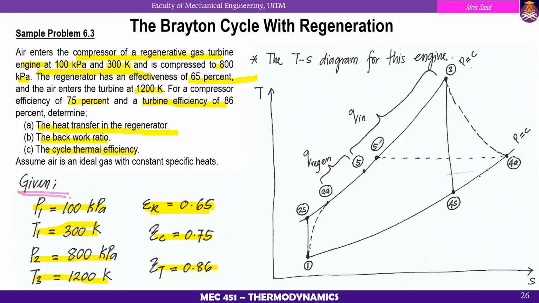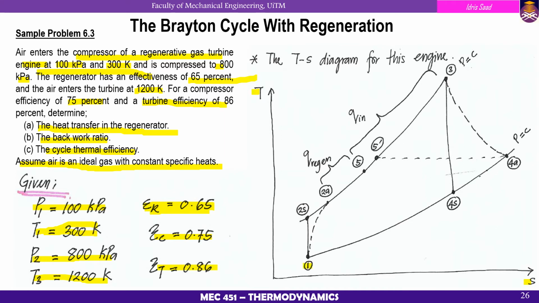The question asks us to assume air as an ideal gas with constant specific heat, so we can take the specific heat at room temperature. Based on that, we can draw the TS diagram for the Brayton cycle with regeneration.